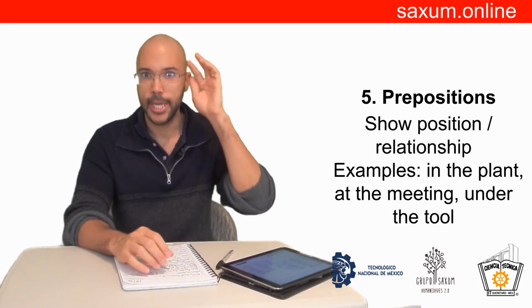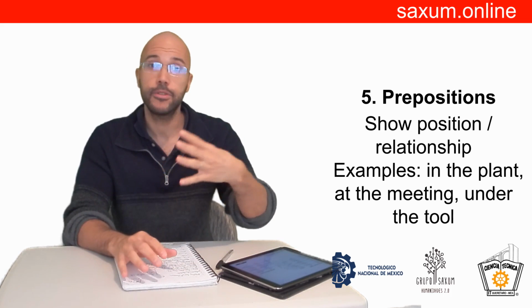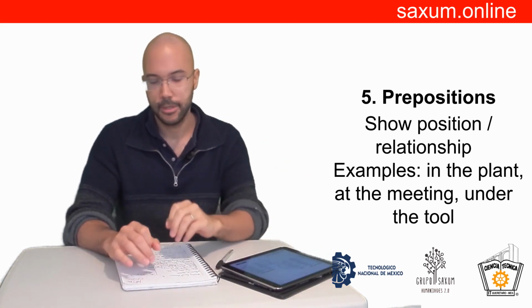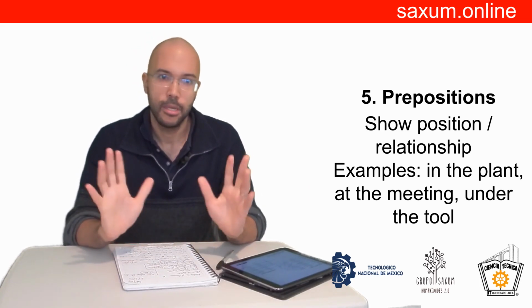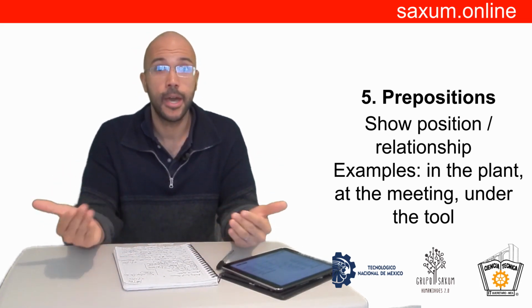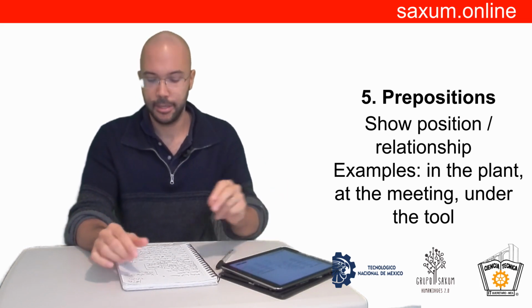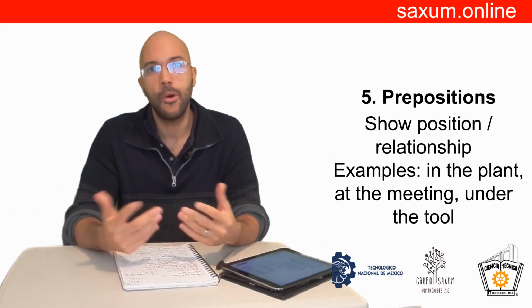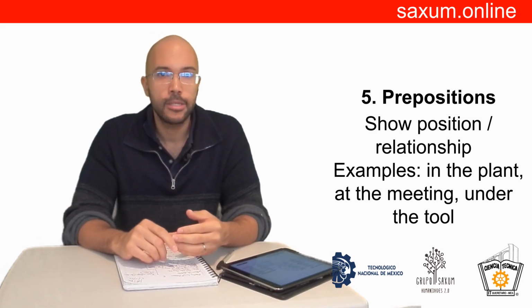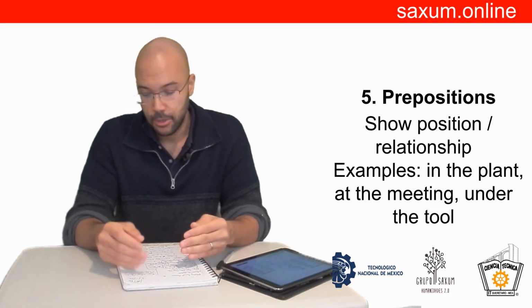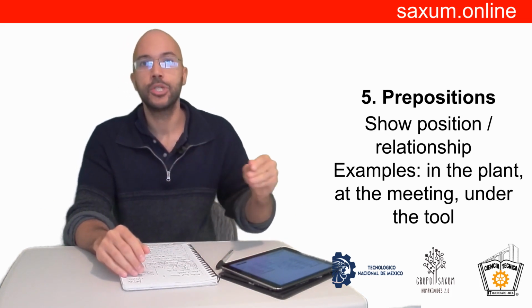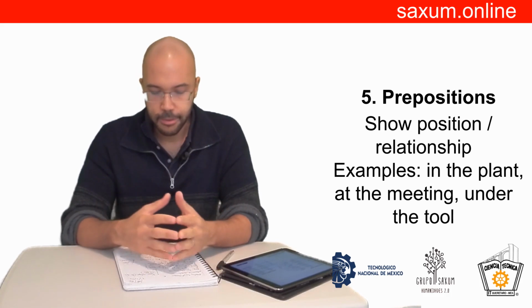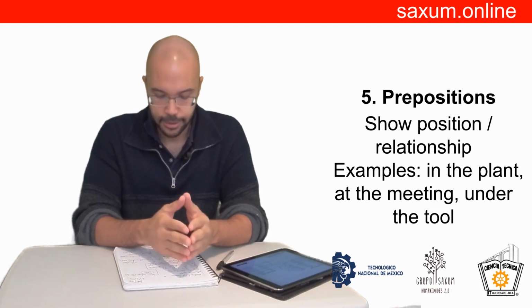So in this case, when you say in, you have to put a noun, in the plant, okay? When you say at, it has to have some kind of noun. At the meeting. Under what? If you don't say what, then under is not complete. So you have to say, for example, under the machine, okay? And these are examples of prepositions, easy to identify.